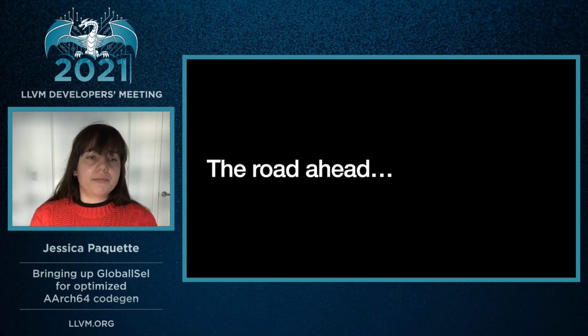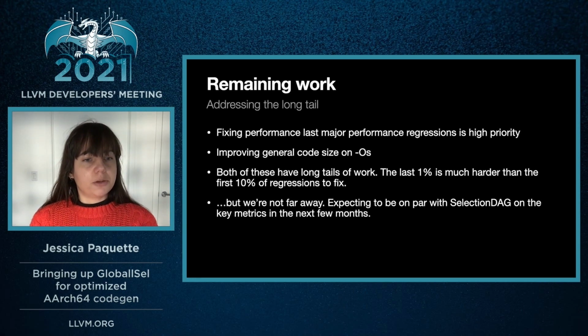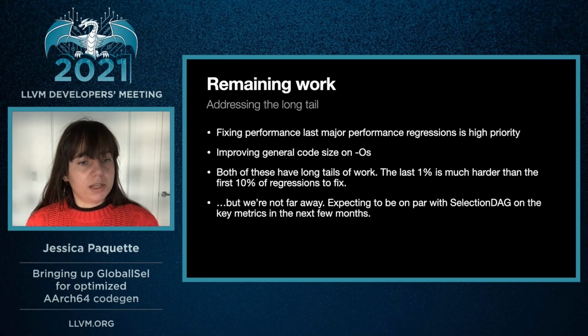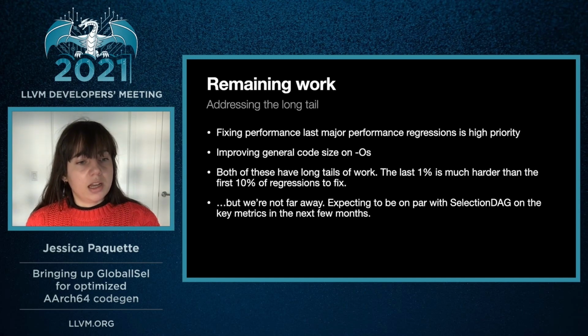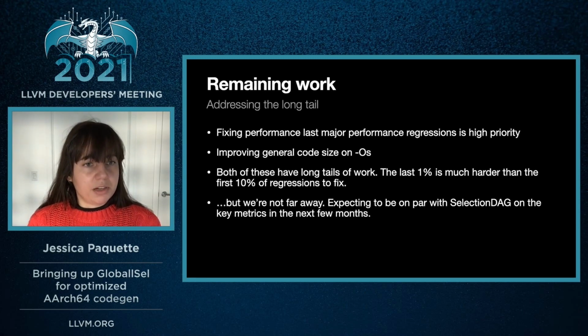So what's the road ahead? Well, we need to fix our major performance outliers and continue pushing on code size for Os. At this point, this is a long tail where we don't get as many huge wins with a small amount of work. However, we are getting close, and within a few months, we can expect to be on par with SelectionDAG for our key metrics.